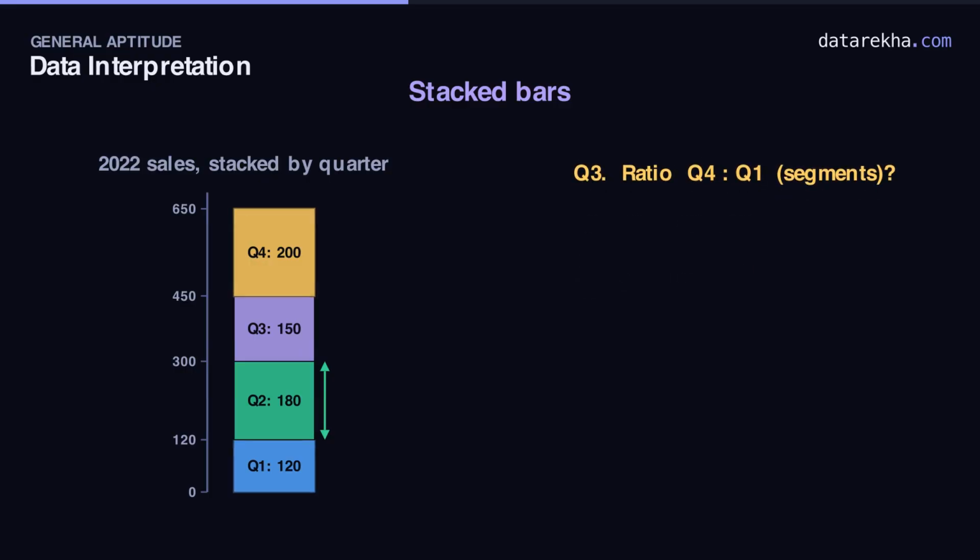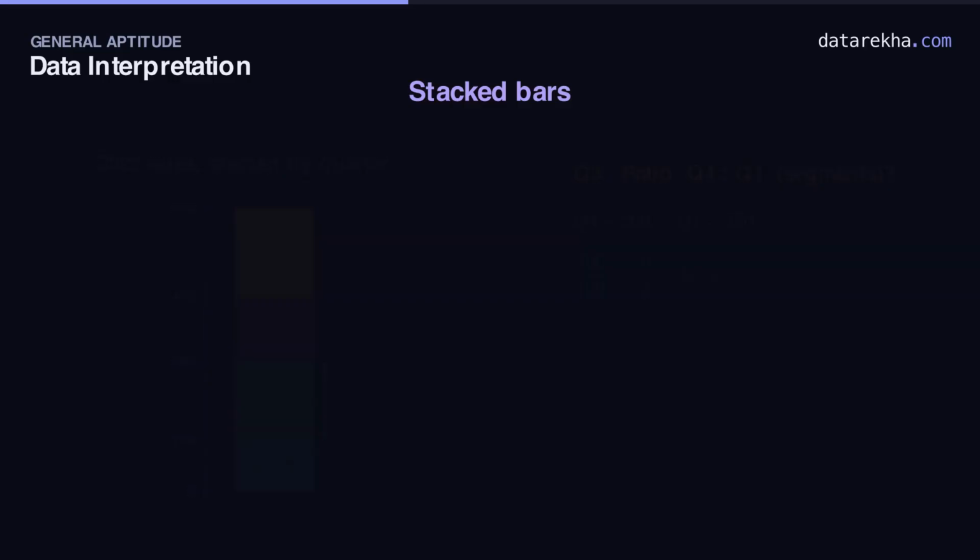And a ratio between two segments, the fourth quarter to the first. Read each by its own thickness. 200 and 120. 200 over 120 simplifies to 5 over 3. A ratio of 5 to 3. Never take it from where the segments reach, always from how thick they are.